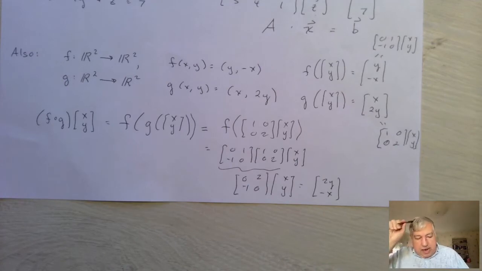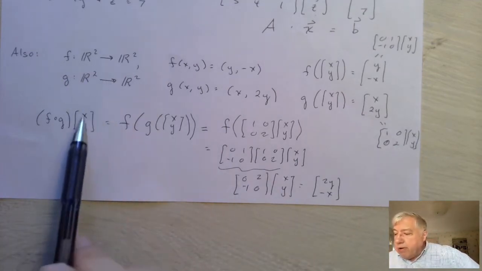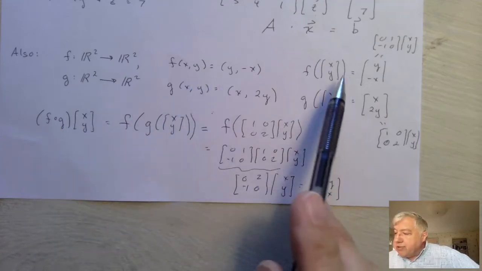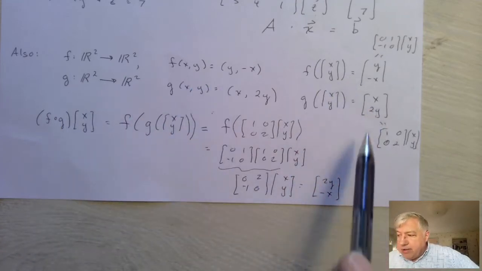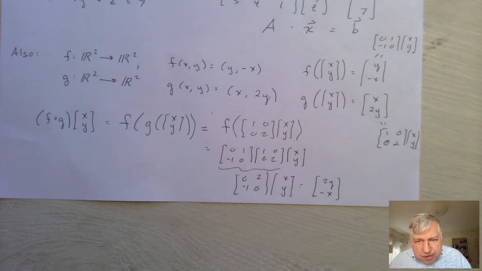And this is exactly the composition of what we would get if we did it the old-fashioned way and composed these two. So the composition of functions really corresponds to the product of matrices. It might seem a little strange, but it'll hopefully make more sense when we talk about linear transformations. All right.